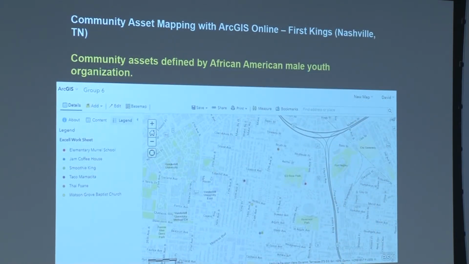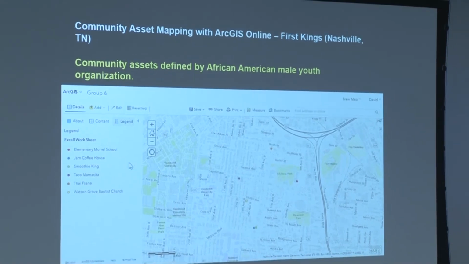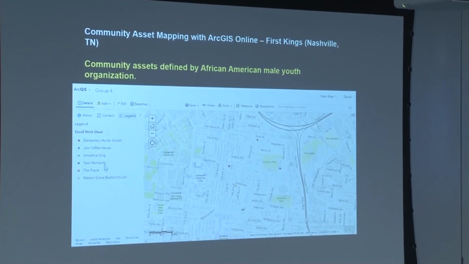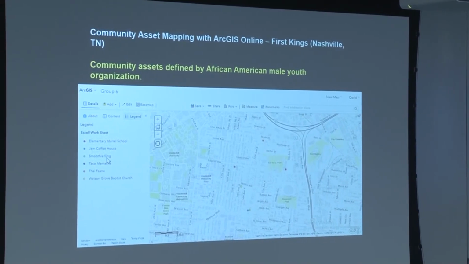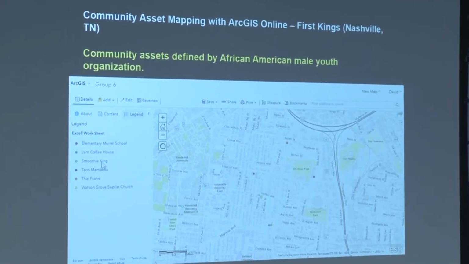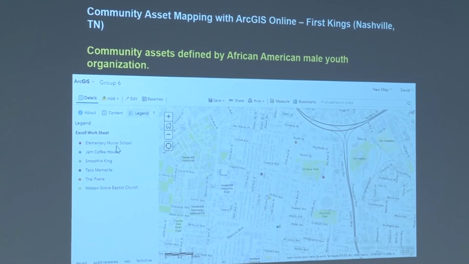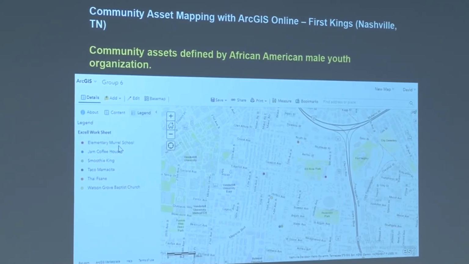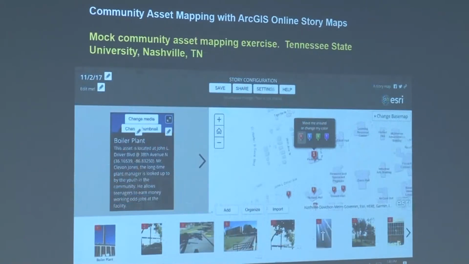And here's a young African-American male youth organization in Nashville. So again, working with young people. What young people see as assets is very different than what we see as assets. As you can see, Smoothie King, they saw that as an asset. Jam Coffee House. The elementary school. Would you see your elementary school as an asset? Probably not. It's been a long time since elementary school.